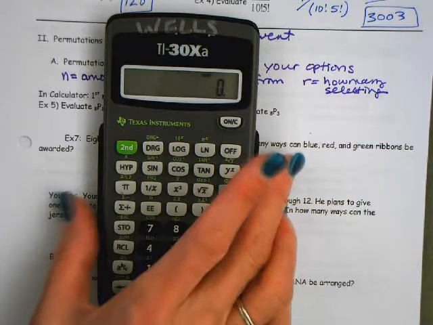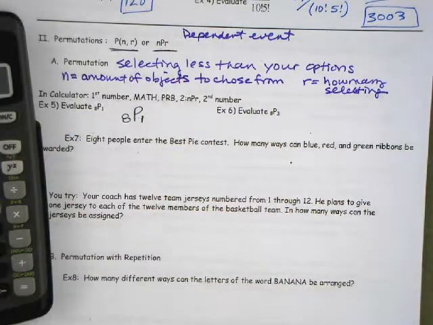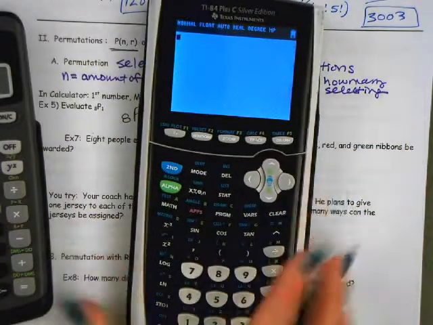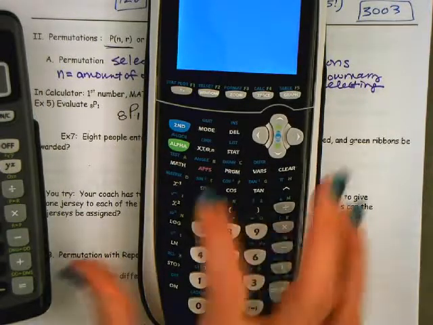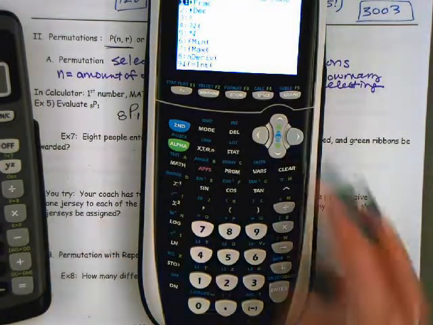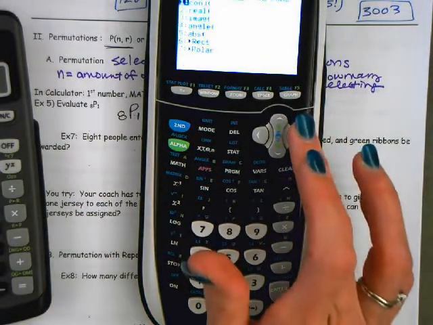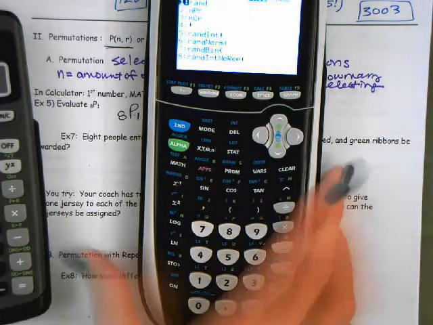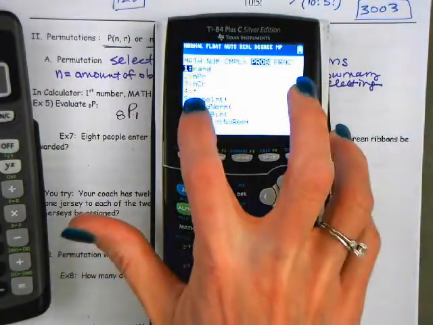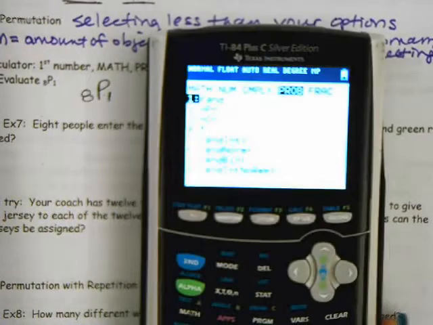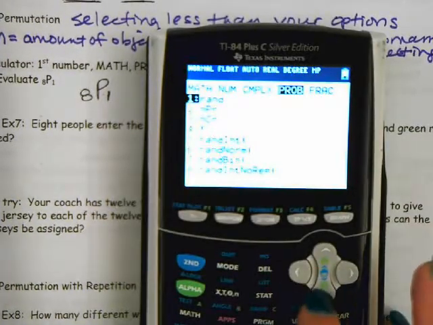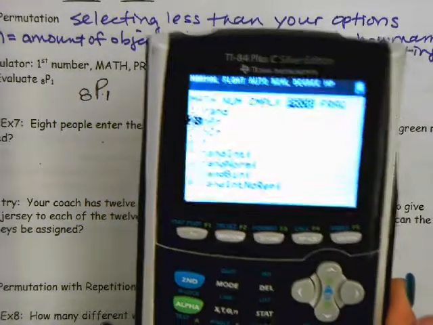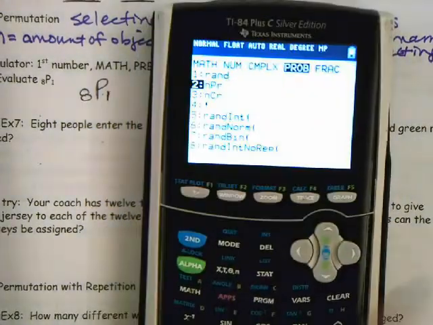Here, can I borrow yours real quick? Okay. So on these calculators here, you hit math. Okay. You go over to the probability, and then instead of going down to the exclamation part, you're going to go down to where it says nPr. Okay, you guys see that okay? It's kind of hard to see here. And then you would hit enter.